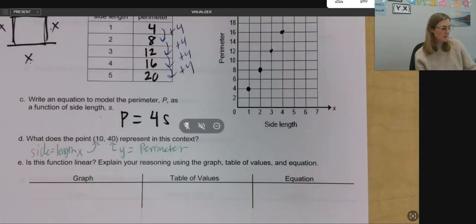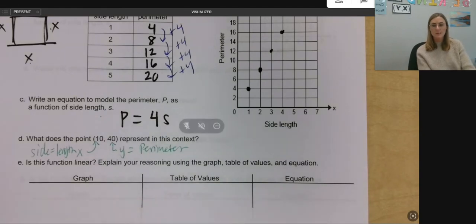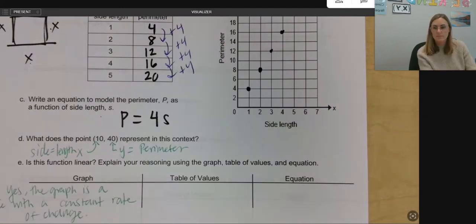The hint here is if it says, is this function linear, and it asks graph, table of values, equation, it's a function, it's a linear function for every single one. You're not going to say, yes, it's a linear function based on the graph, but not the table of values. It's going to be a linear function for every single one. So for the graph, it's a linear function because it's a line and there's a constant rate of change.